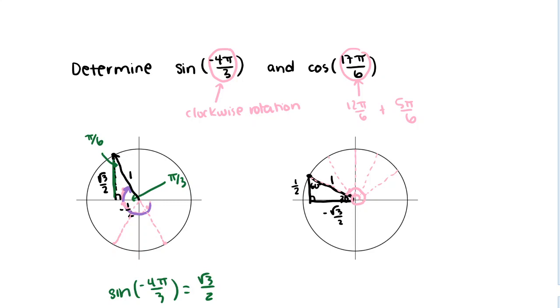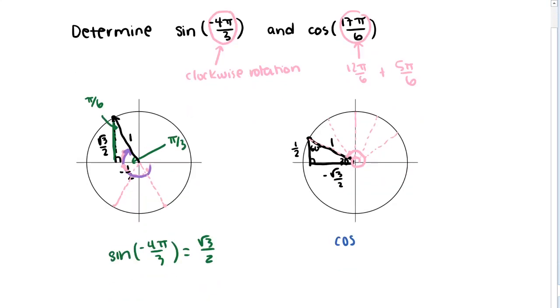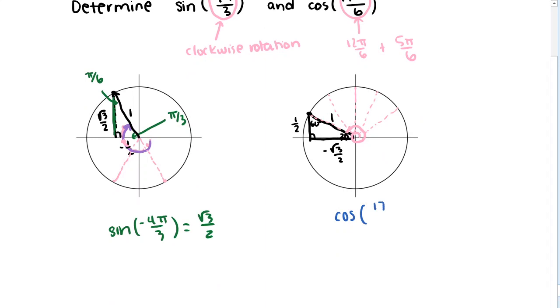And then cosine, right? This is the x-coordinate on the unit circle of the terminal point. And so here we have cosine of 17 pi over 6. Well, this is equal to negative square root of 3 over 2.